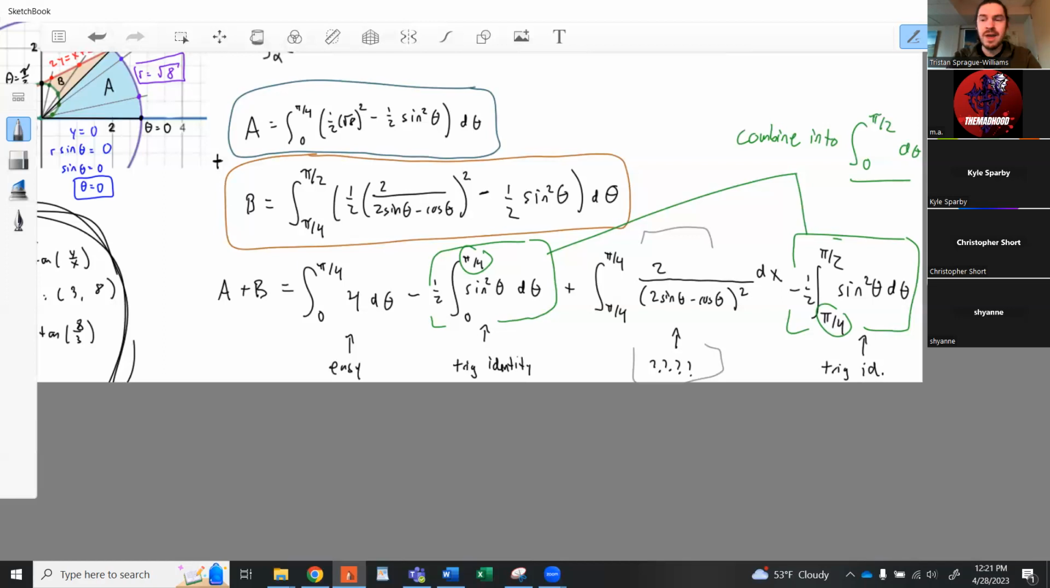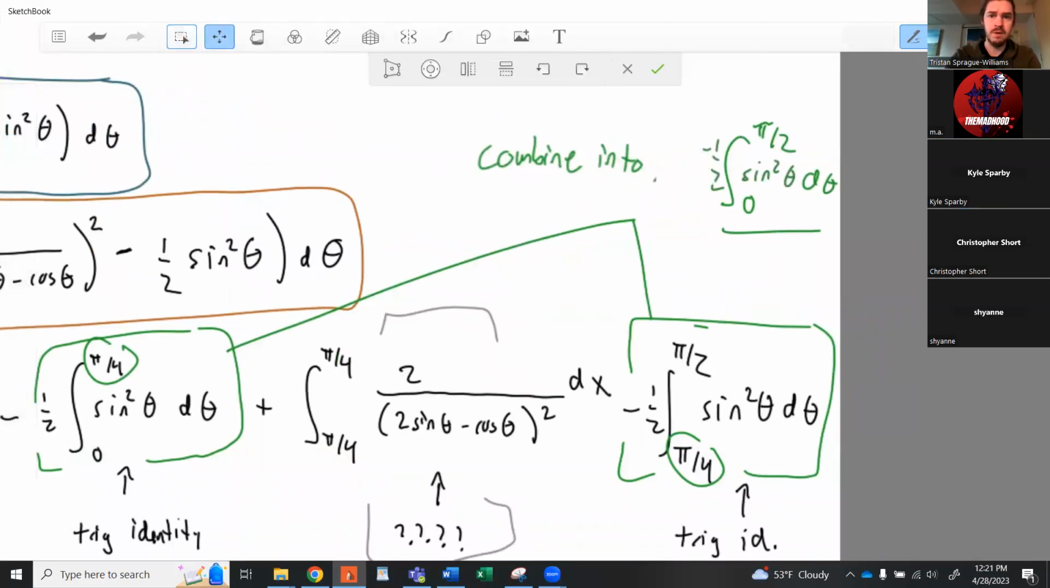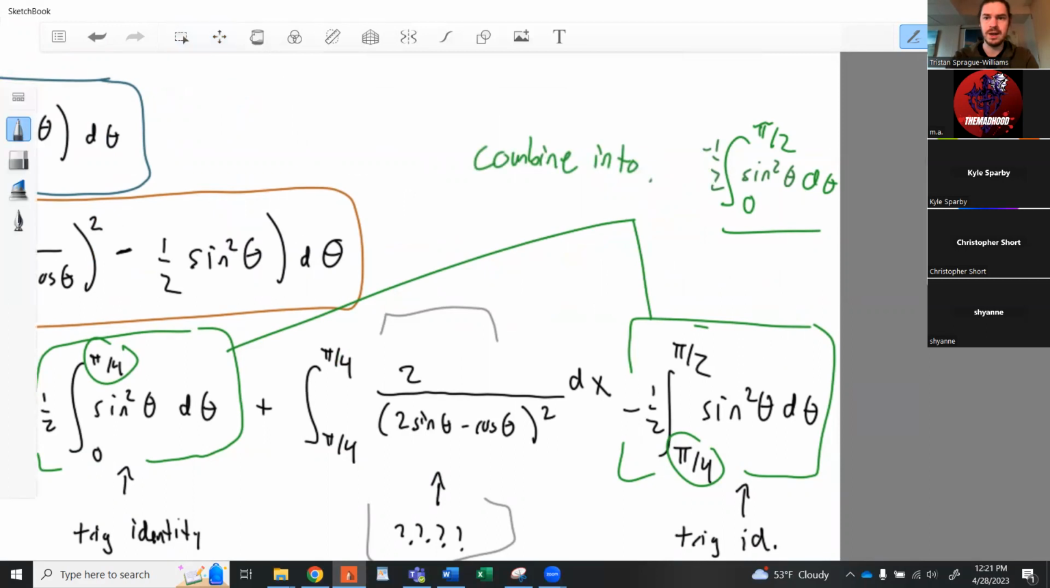Would the negative one, Isa asks, yes. Would the negative 1/2 still be out front? It sure would. So we'd still have a negative 1/2 here, and this would still be sine squared theta here. It would look like that.